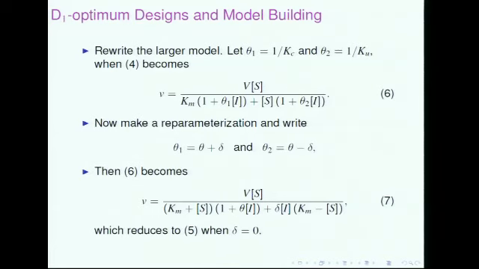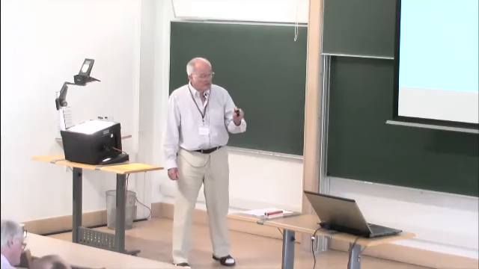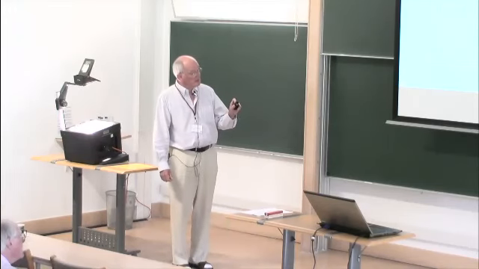just the delta, which has to do with the difference in θ1 and θ2. And this then is the model that one gets, which reduces to model 5 when delta equals 0. So the question then is, I just want to design an experiment to see whether delta is equal to 0.